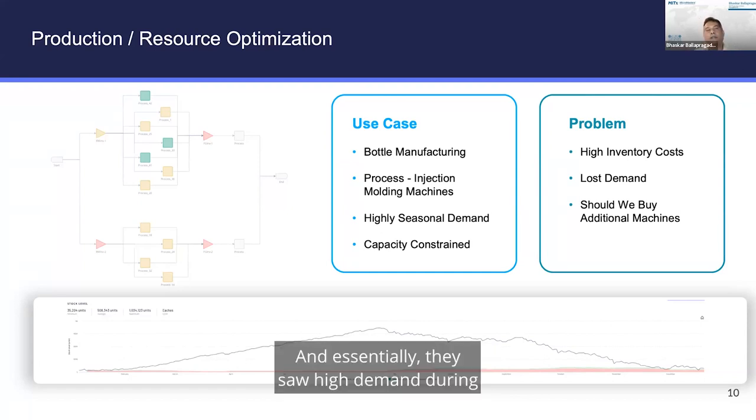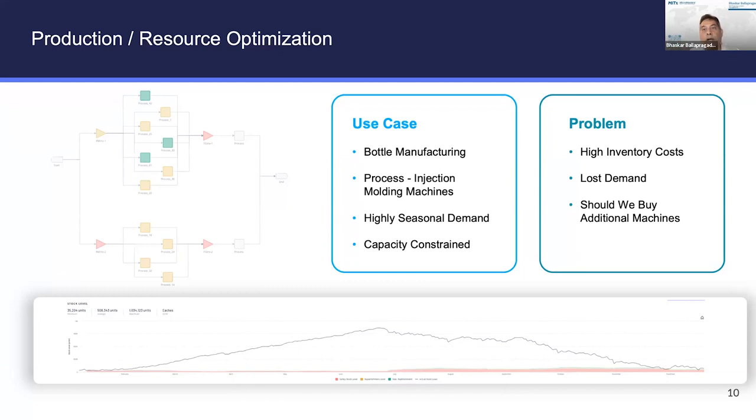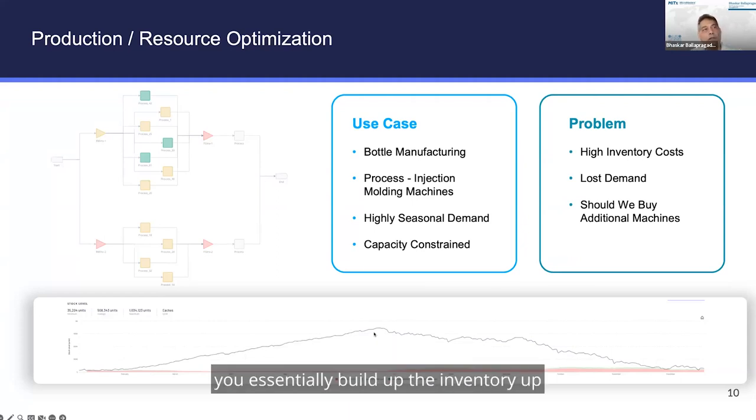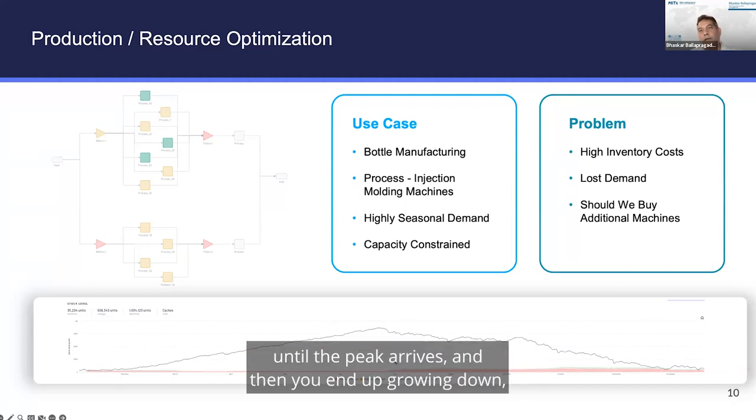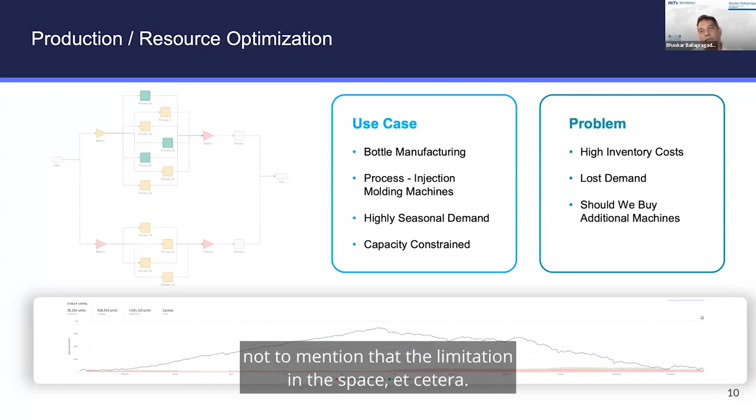And essentially they saw a high demand during the June to July timeframe, and the rest was much lower. The second thing was that they felt that they were capacity constrained. So their way of handling the solution was, you essentially build up the inventory until the peak arrives, and then you end up drawing down, right? Which makes sense to a certain degree, except having such high inventory levels costs a huge amount in carrying costs, not to mention the limitation in space, et cetera.